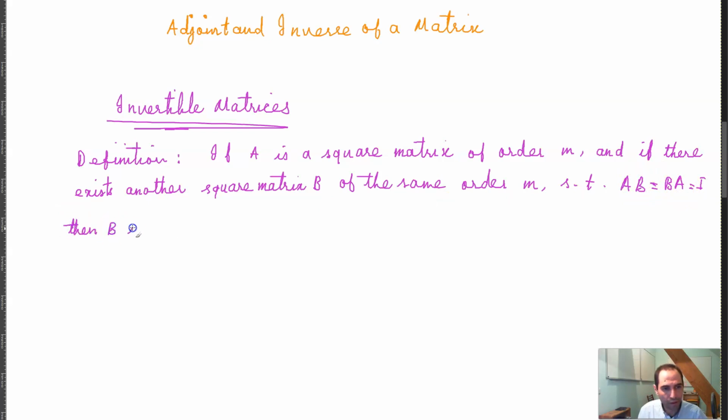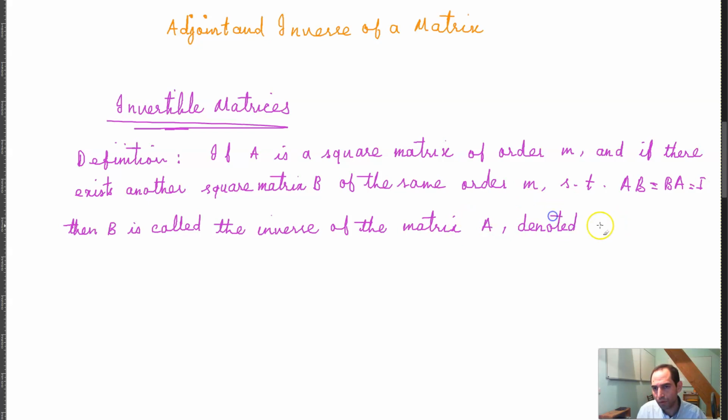Then B is called the inverse of the matrix A, denoted by A inverse, using this notation. And in that case, of course, you can say that A is invertible.